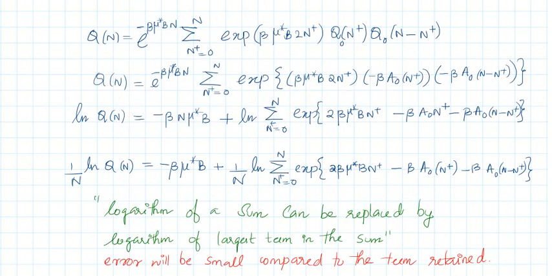So in this summation we can modify this using this concept. You can write that as Q of N equal to e raised to minus beta mu star B N, times sigma N plus equal to 0 to N of exponential beta mu star B 2N plus, times Q0 of N plus, times Q0 of N minus N plus. Okay, Q0 of N plus and Q0 of N minus N plus.